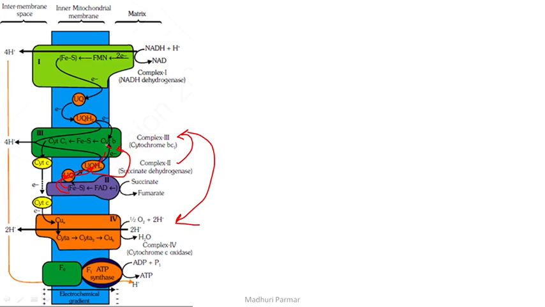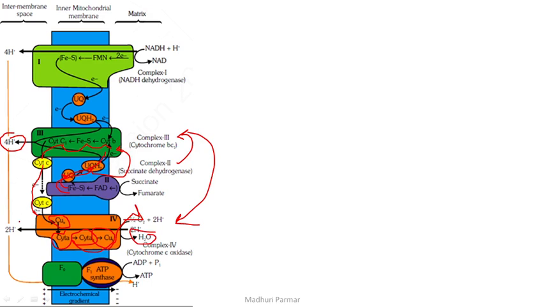Same thing will happen: cytochrome B, then iron sulfur cluster, then cytochrome A1, and then it will give its electrons to cytochrome C. During this process, 4 protons are pumped out. Now this cytochrome C will shuttle to complex number 4. It will give its electrons to copper A, from copper A to cytochrome A, then cytochrome A3 and copper B. Copper B will finally give its electrons to oxygen and form H2O.